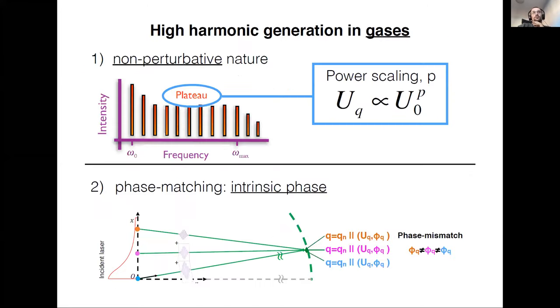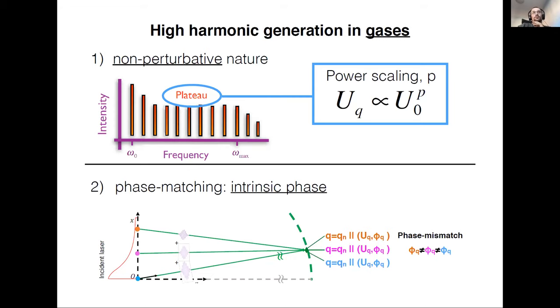So once we have a complete description from a microscopic point of view, the next step for us is to go deeper in the dynamics. For that, first we focus on high harmonic generation in gases. There are two well-known phenomena that I want to talk to you about. The first one is the power scaling of high harmonics, which is almost constant for all the harmonics in the plateau.